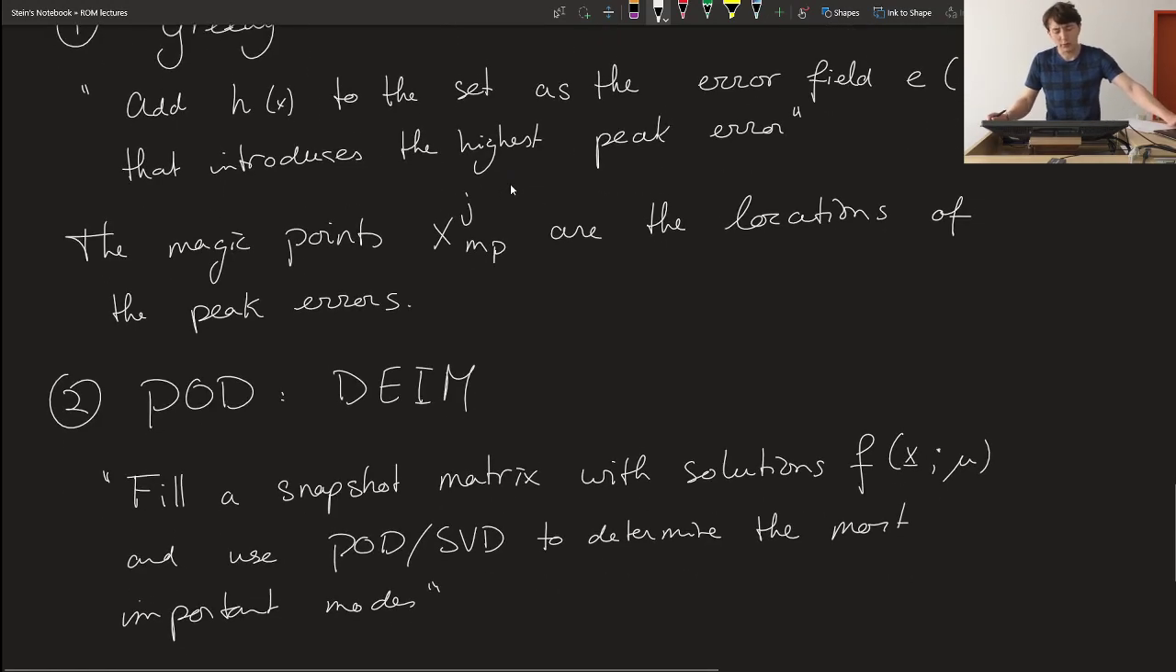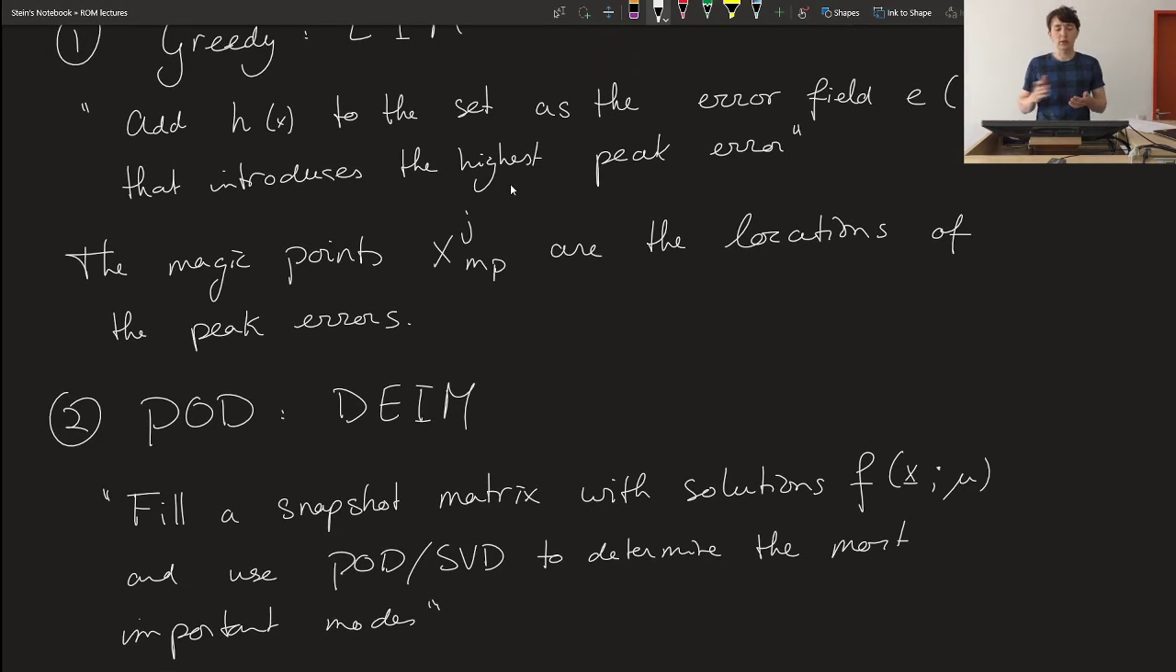So in greedy, what we're doing is we're adding to our set of interpolation functions h, our bases, really the solution fields, right? Or in this case the error fields. So it's a linear dependence, so you can also say we're adding solution fields, just like we did for greedy in the reduced basis method.